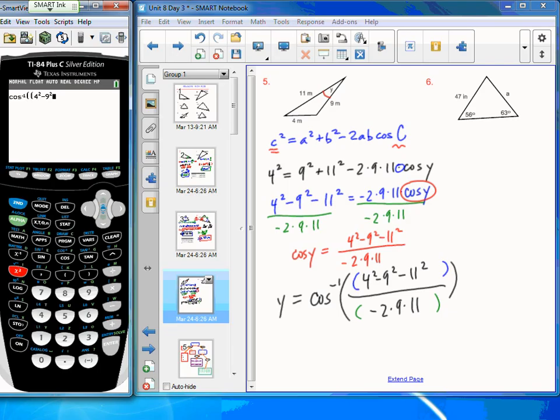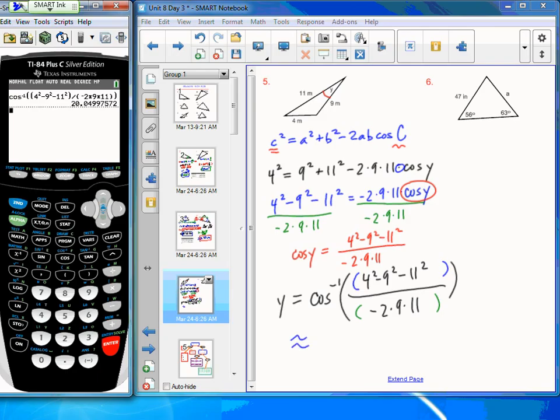Minus 11 squared. Closed numerator. Divided by open denominator. Negative 2 times 9 times 11. Closed denominator. Close inverse cosine. Throw a pinch of salt over the shoulder, and voila! I get about 20.05 degrees. About 20.05 degrees. If you're getting an error, check the number of parentheses.